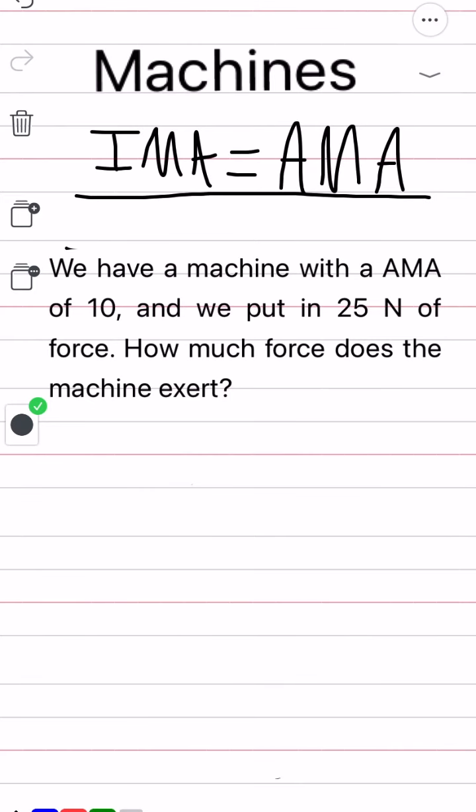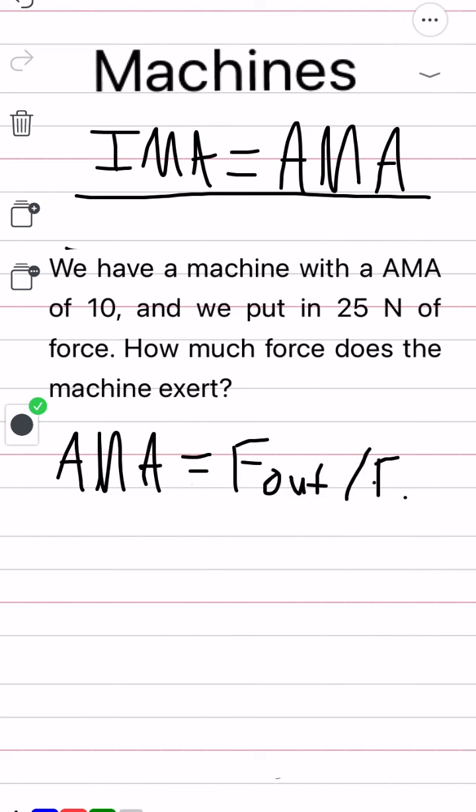Before we move on, let's just do one really simple example of this. Say we have a machine with an AMA of 10, and we put in 25 newtons of force. How much force does the machine exert? To solve this, we know that AMA equals F out over F in. Now, we know F in and we know the AMA. It's simply a matter of isolating for F out and then solving the equation.